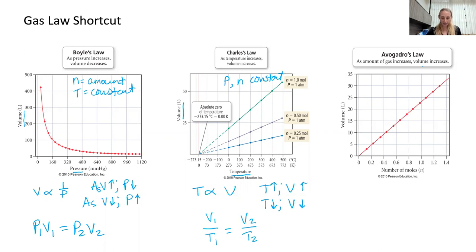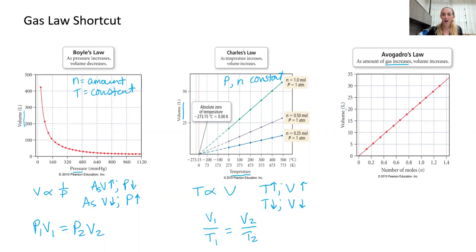Okay, and the last one we have is Avogadro's law. And Avogadro's law is he took the amount of gas and changed that, right? Avogadro's number, he liked amounts. And so he studied what happened when you took the amount of gas and change something. So this is like if you have a balloon and you blow into it, so you're adding more gas. And when you do that, you increase the volume.